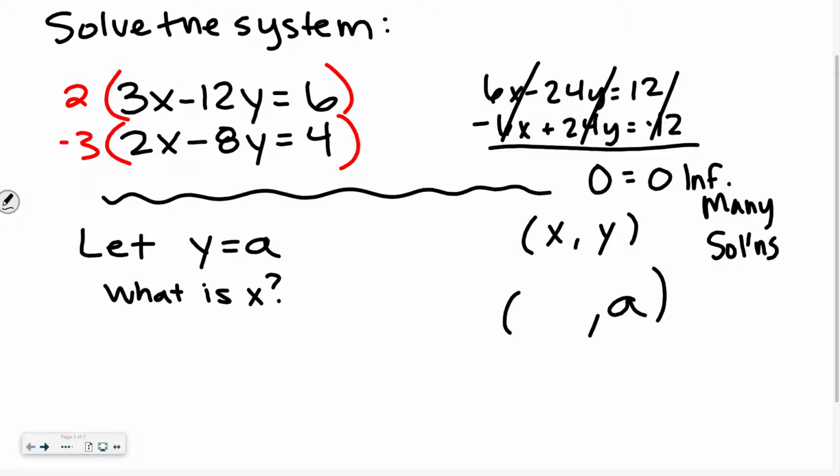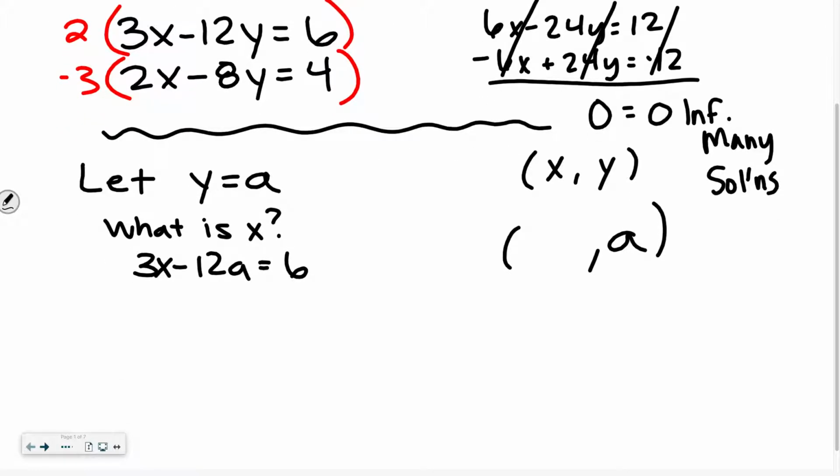Plug it into an equation and solve. Okay, so we can choose either equation. It doesn't matter. Row 1, row 2. I'll just choose row 1, and we can sub in A for y. So let's do 3x minus 12a equals 6. Do you see where I'm doing that? I'm substituting A in for y because I let y equal A.